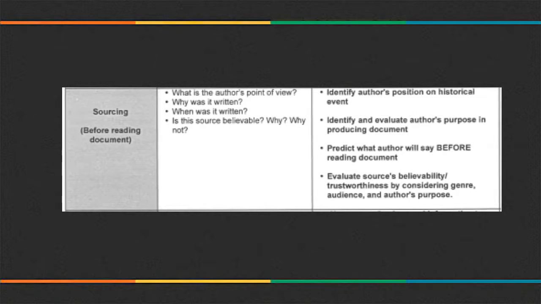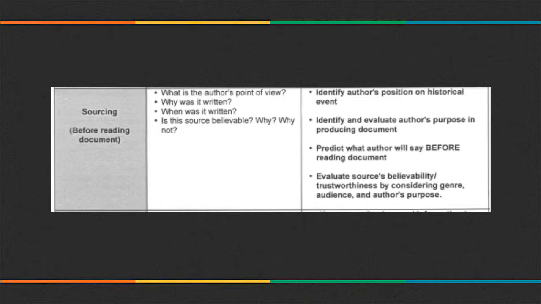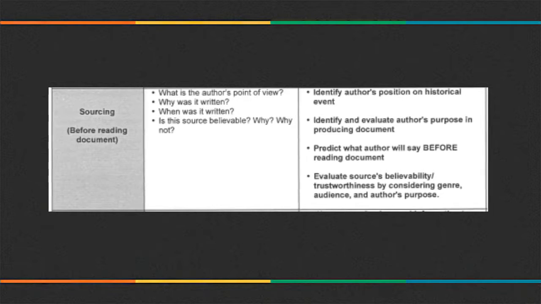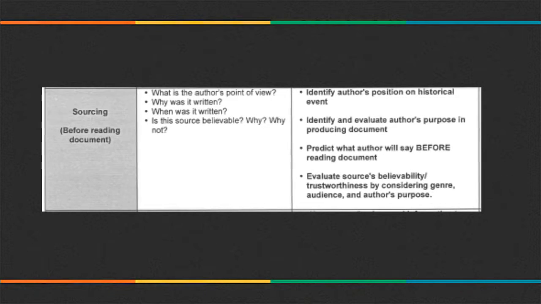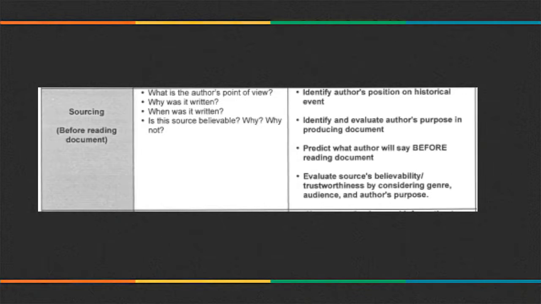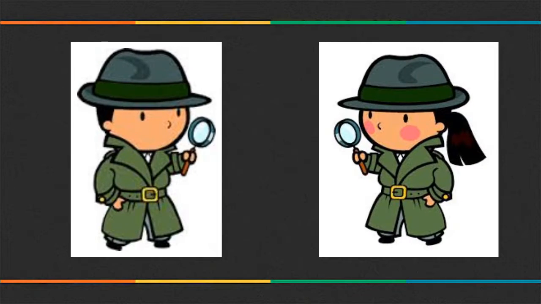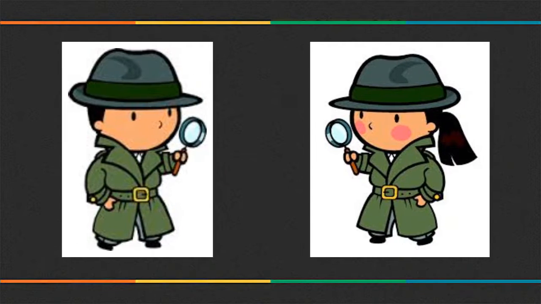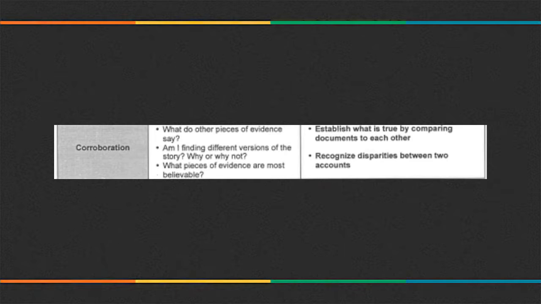Sourcing a document is when we ask questions like, who created it? What's its purpose? Why was it created? Whose perspective does it show? When was it created? We evaluate the document by asking ourselves if it is reliable, if it is trustworthy and believable. This is where we get to become the detective as we use our historical thinking skills. We corroborate, which means to compare and contrast the evidence with other pieces of evidence to establish the trustworthiness.